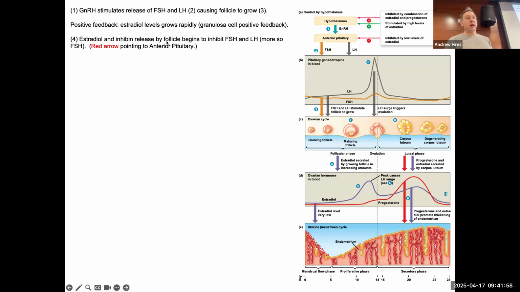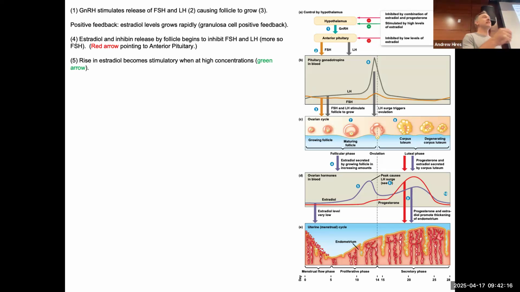Okay, so as the estradiol levels rise and the inhibin levels rise, this is going to provide negative feedback on the release of FSH by the anterior pituitary. That is going to allow the follicles that are most sensitive to FSH to continue to grow, and it will prevent other follicles that are less sensitive to FSH from growing because the FSH levels are falling.